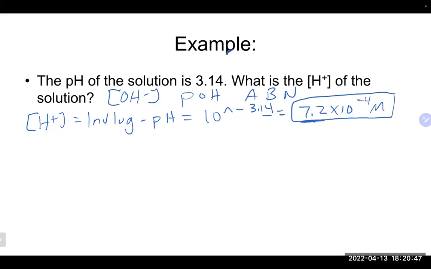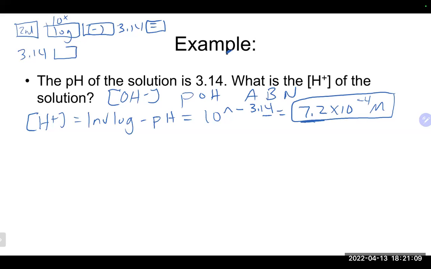Again, one more time, the way you punch it in is your second or shift button top left, your log button, which should have like a 10 and an x above it, your negative button, and 3.14, then hit equals. If you have a non-display calculator, you would start with the 3.14, hit the negative button, which would turn it to a negative number, and then hit the second and the log button. And maybe an equals.